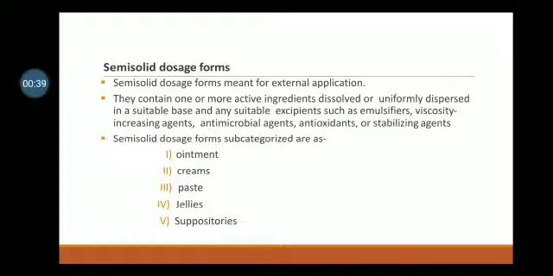Semi-solid dosage forms. Semi-solid dosage form means for external application. They contain one or more active ingredients dissolved or uniformly dispersed in a suitable base and any suitable excipients such as emulsifiers, viscosity increasing agents, antimicrobial agents, antioxidants, or stabilizing agents. Semi-solid dosage forms are categorized as ointment, creams, paste, jellies, suppositories.